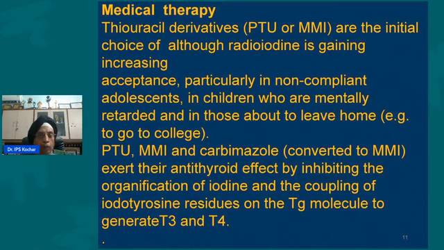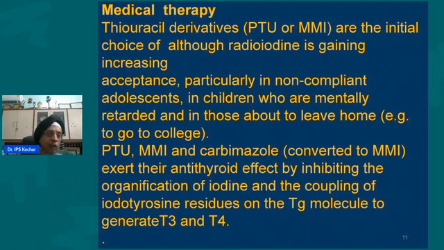Now PTU, MMI, and carbimazole is converted to MMI. These have the anti-thyroid effect. How do they work? They inhibit the organification of iodine and the coupling of iodotyrosine residues on the thyroglobulin molecule to generate T3 and T4. So one is inhibiting the organification of iodine and the coupling of iodotyrosine residues on the thyroglobulin molecule to generate T3 and T4.